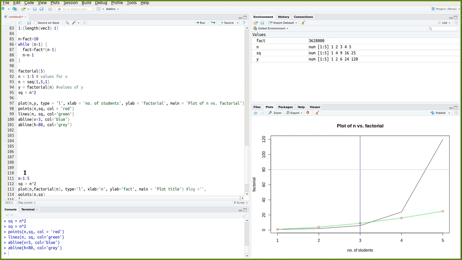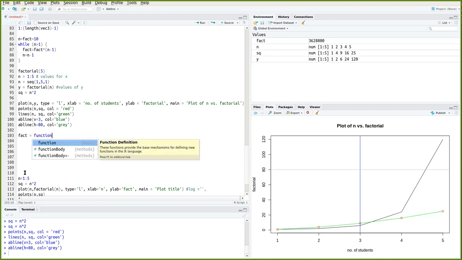So how do I define a function? I define a function fact for factorial, and how do I define this? I say function. Okay, so it gives you all these details. In this bracket, you put what value you want as the input. The value that I would want for the input is the value n.